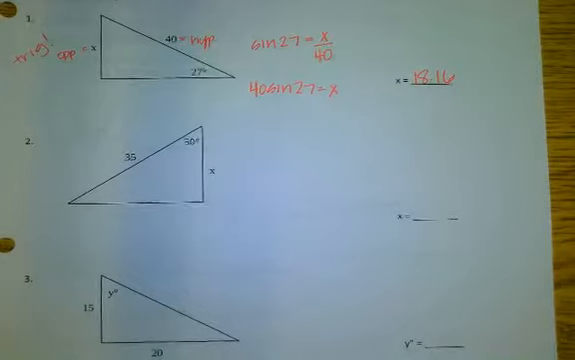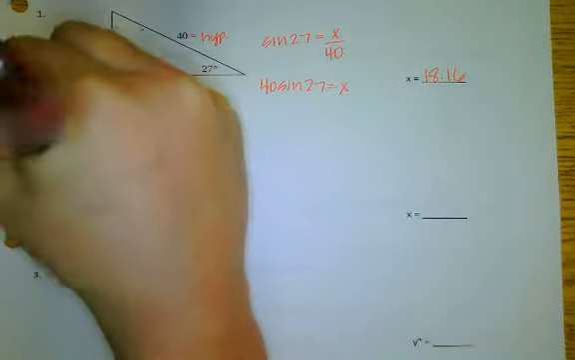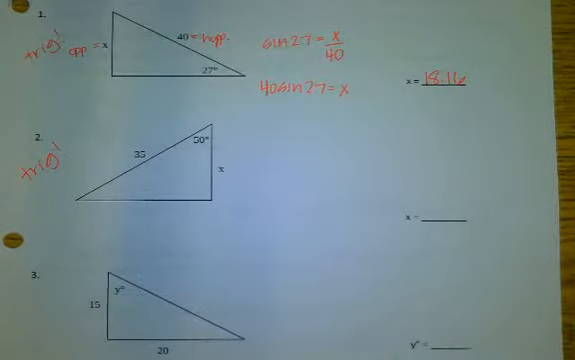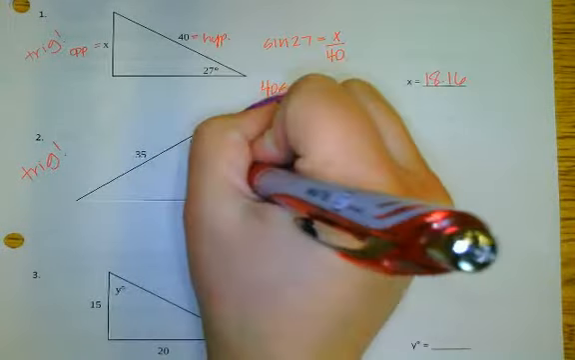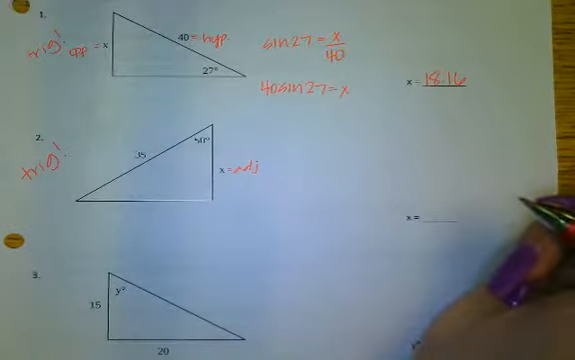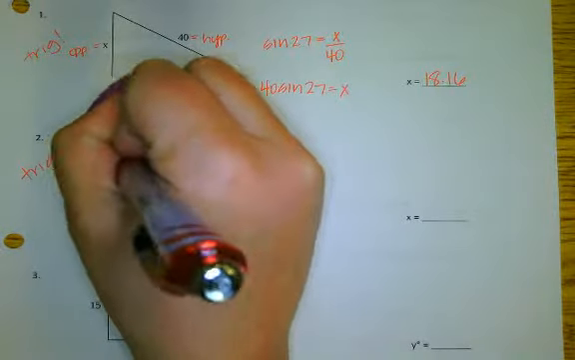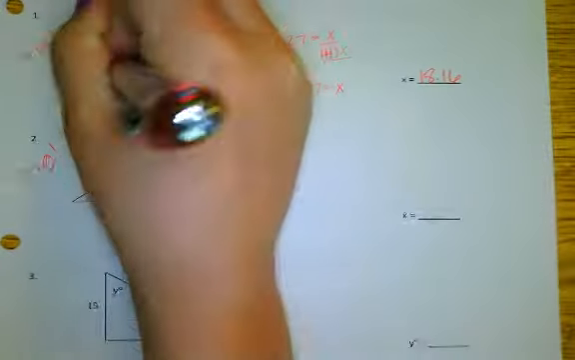Okay, number 2. Again, x is on its side, so I should be using trig. Where is x in relation to 50? Adjacent. Where's 33? Or 35, sorry. Hypotenuse. Okay, all of these should be right angles.